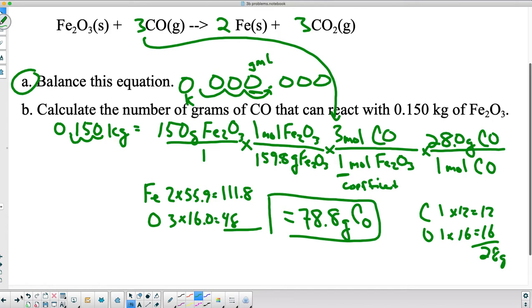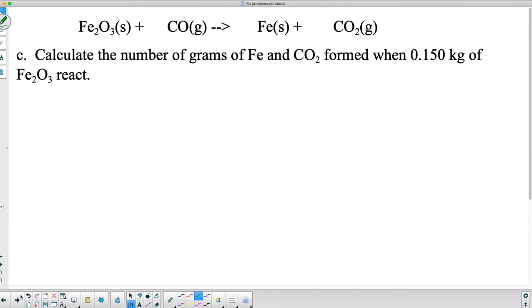Let's see what letter C has to say. Calculate the number of grams of Fe and CO2 formed when we have the same thing. Okay, well, I guess I can just start off. I'm going to do the same conversion here, of 1, 2, 3, like that.